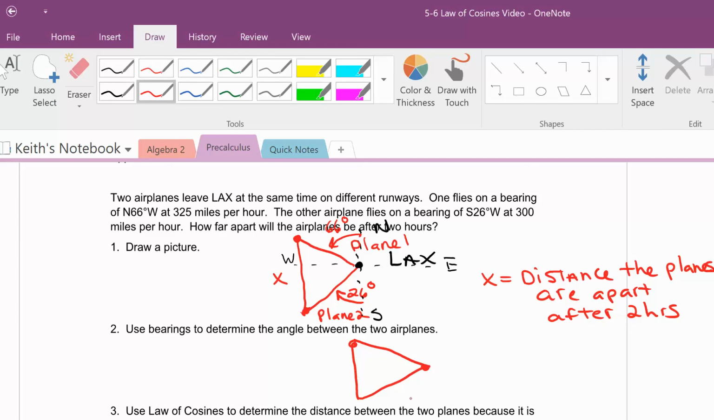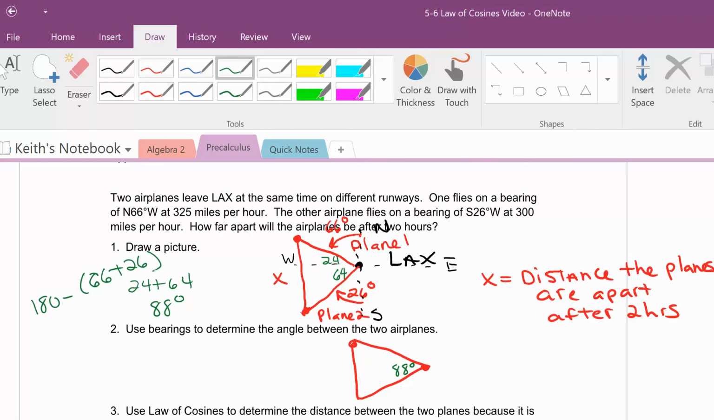We have, if this is 66 degrees, then this little space here, 90 minus 66, would be 24. And if this is 26, then this space here would be 90 minus 26, which is 64. So 24 plus 64 is going to give you 88 degrees. So this angle here is 88 degrees. You could also have said 180 minus 66 plus 26 and gotten the same thing.